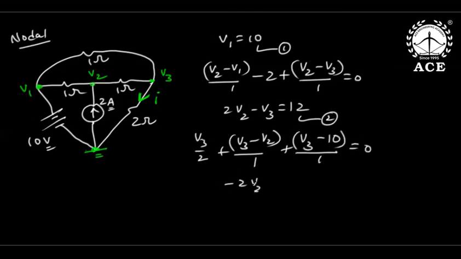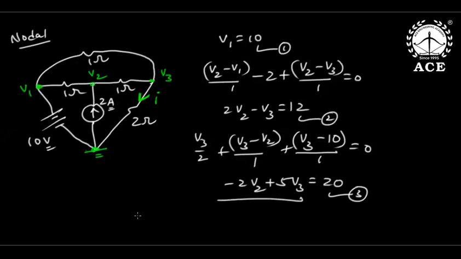So minus 2V2 plus 5V3 equal to 20. But I need I. I is the current flowing in 2 ohms. But that branch current is V3 by 2 only. So let us solve V3.